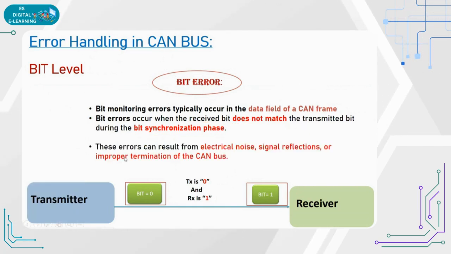Okay, is it clear? This can happen because of electrical noise or signal reflection or improper termination. Whatever the 120 ohms, if it is not working properly, that is also one reason, or it got spoiled because of some short circuit or anything that can happen internally in the electronics. During that time, the voltage synchronization between the transmitting and receiving side does not happen accordingly. So then we'll get the bit error. Okay, so the important point is this bit error.